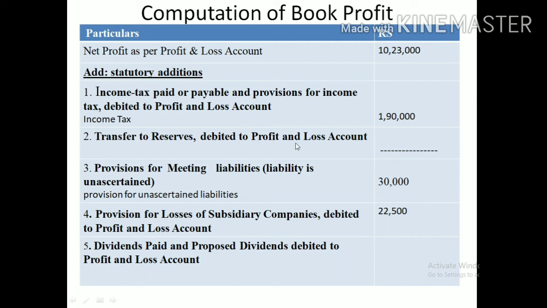Then transfer to the reserves, debited to profit and loss account. There is no reserves on the debit side, just ignore. Then provision for meeting the liability. Yes, we have that amount on the debit side of profit and loss account. What is the provision for uncertain liabilities? 30,000. Add back. Provision for loss of subsidiary company is there in the problem, the 22,500 we have taken. The next is dividends paid, proposed dividend. Okay, our interim dividend debited to profit and loss account should be taken into account. Yes, we have the proposed dividend, 90,000, taken.